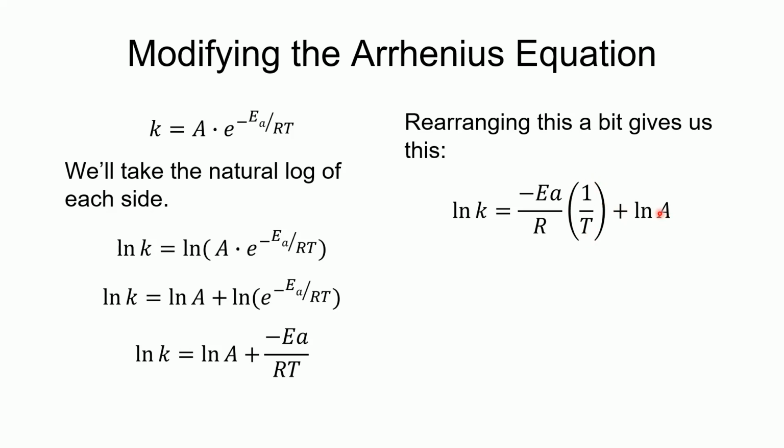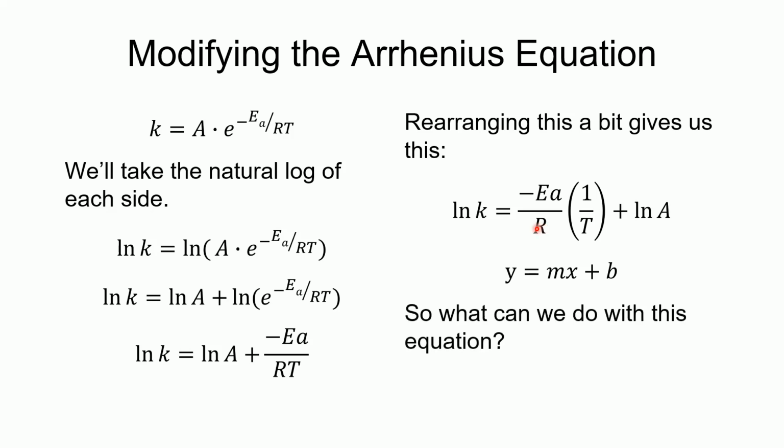And as we often have a desire to take really complicated looking equations and turn them into linear equations, that's what we've done here. So if we plot natural log of k on the y-axis and 1 over the temperature on the x-axis, then we should get a straight line. And the slope of that straight line is going to be equal to negative EA over R. That's pretty cool. All right, so what can we do with this equation? Like, what useful thing can we do with this equation?